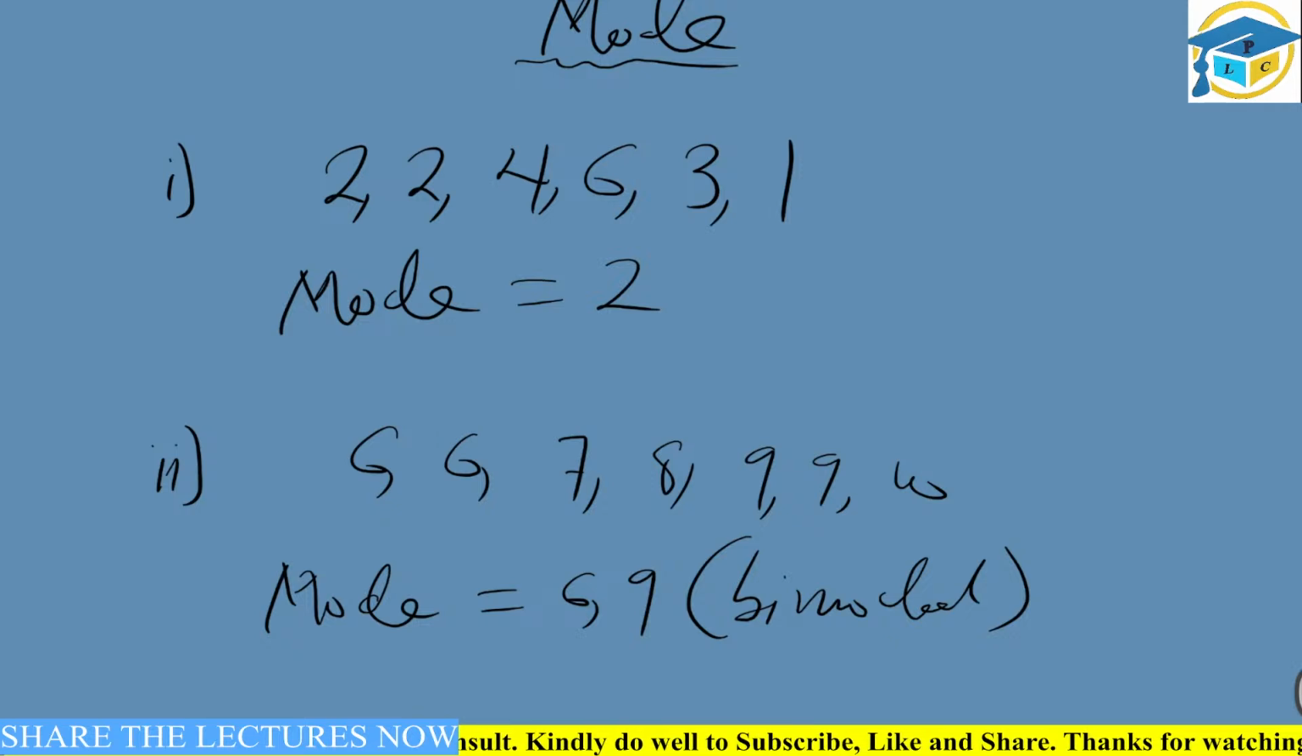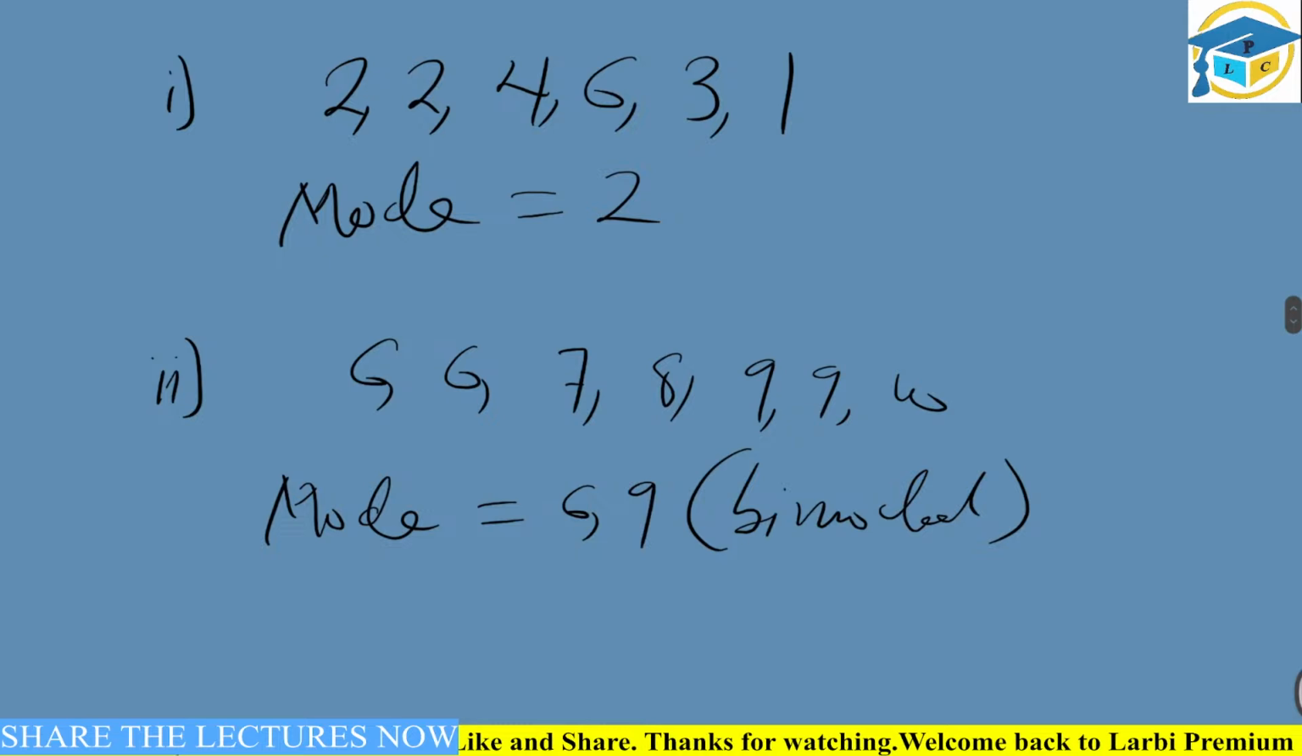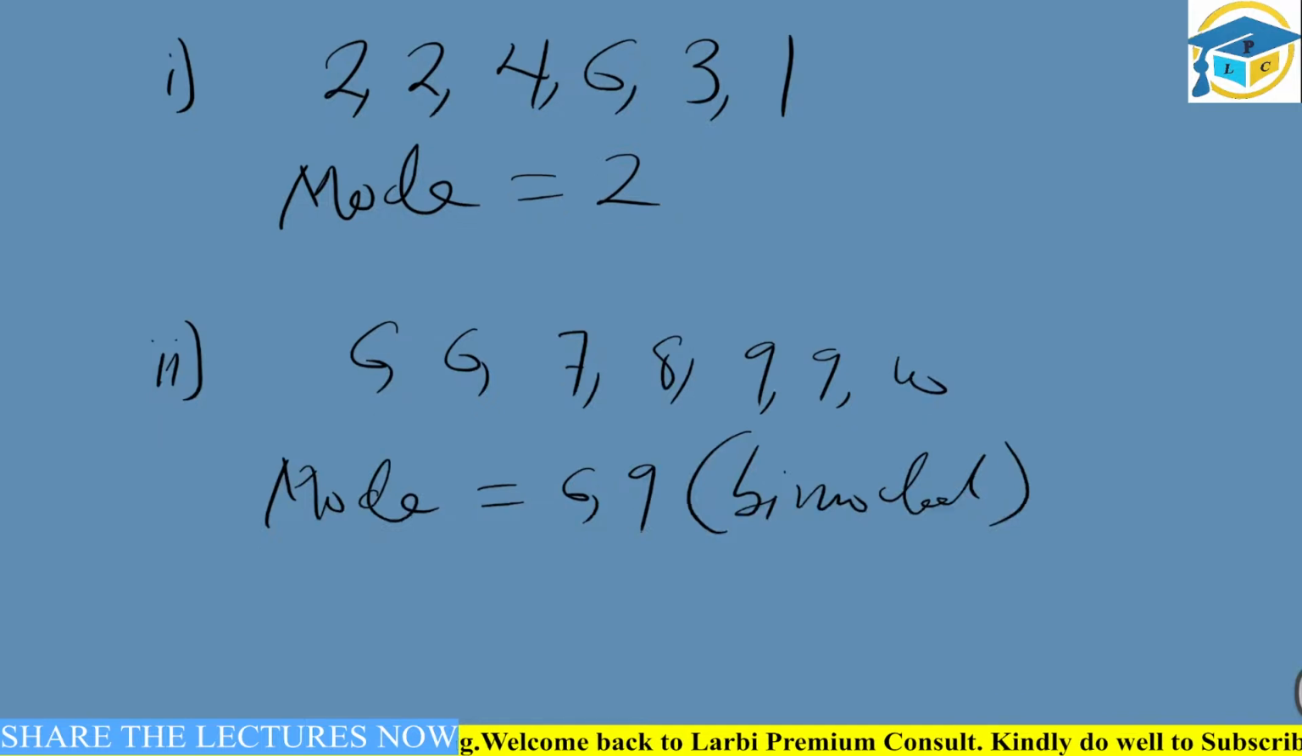So that is all about how to locate the mode for ungrouped data. So let's turn our attention to discuss grouped data for these measures of central tendency: the mean, the median, and the mode. So what we have discussed was for ungrouped data. So let's move on to discuss grouped data.